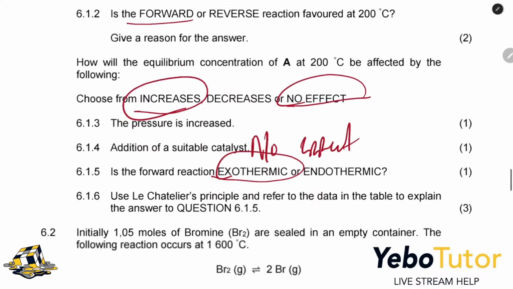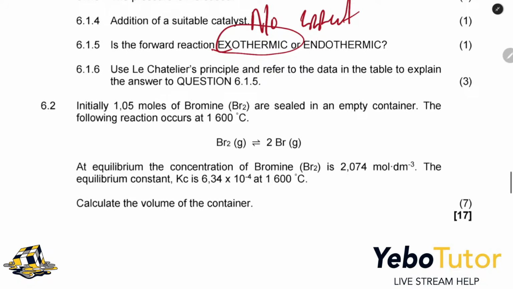So now, that's the first point, because we are using Le Chatelier's principle. According to this principle, if we increase the temperature, it favors the endothermic reaction, which means the reverse reaction will be favored in this instance, or the equilibrium position is shifted to the left, or to the reverse.